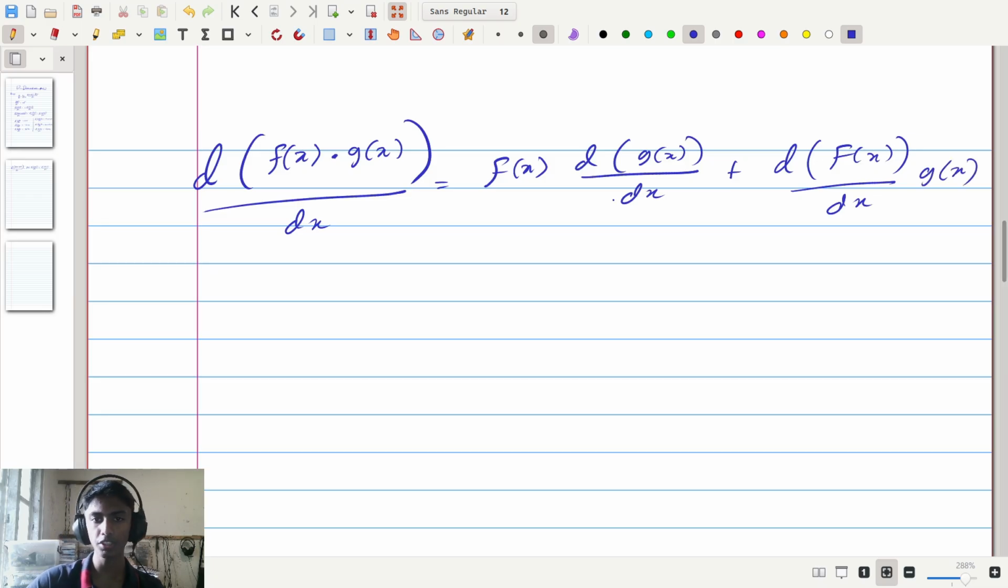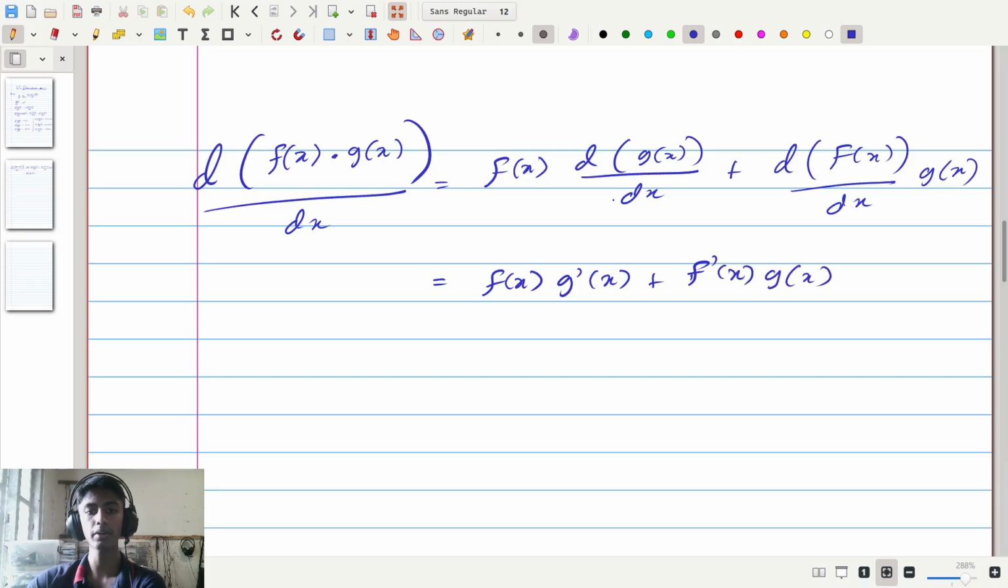Writing this in prime notation is more handy because it's shorter and much easier to understand. This is f of x times g prime of x plus f prime of x times g of x. So basically the derivative of the second function times the first plus the derivative of the first function times the second is equal to the derivative of the product of the two functions.